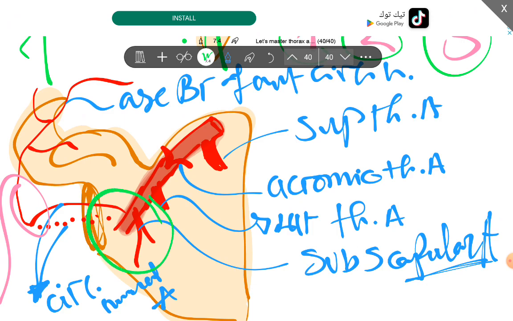And then the third part. There's a very important artery that is so huge, the biggest branch of the axillary artery. Who's that? That's the subscapular artery. And guess what? It goes at the lower border of the subscapularis muscle. And then it gives the circumflex scapular artery, one of its branches, and then the thoracodorsal artery. Who's the thoracodorsal artery?